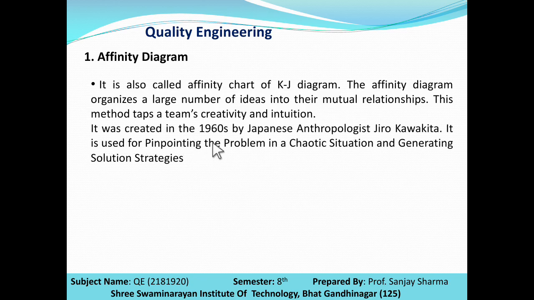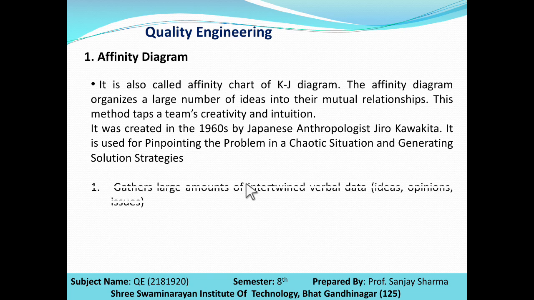Now, it was created in 1960 by a Japanese anthropologist, Jiro Kawakita. That's why it is known as the KJ diagram. It is used for pinpointing the problem in a chaotic situation and generating solution strategies. So this chart is used to get the solution from chaotic situations.